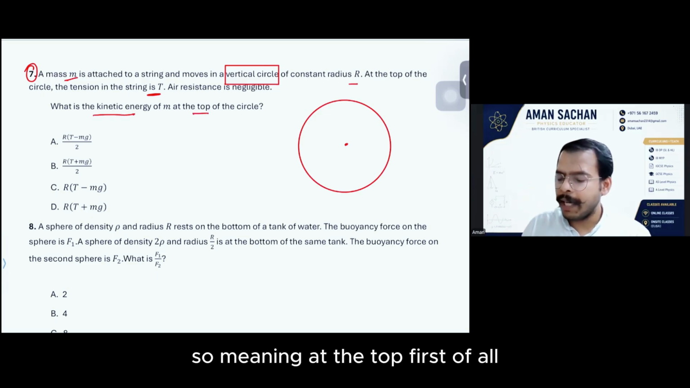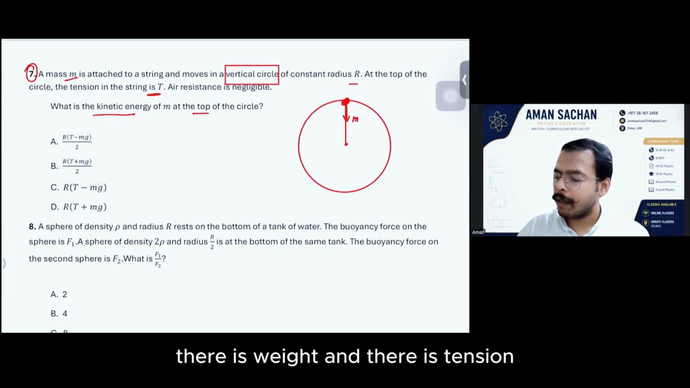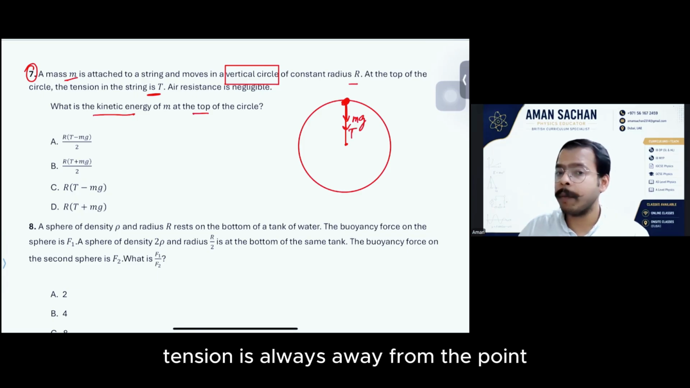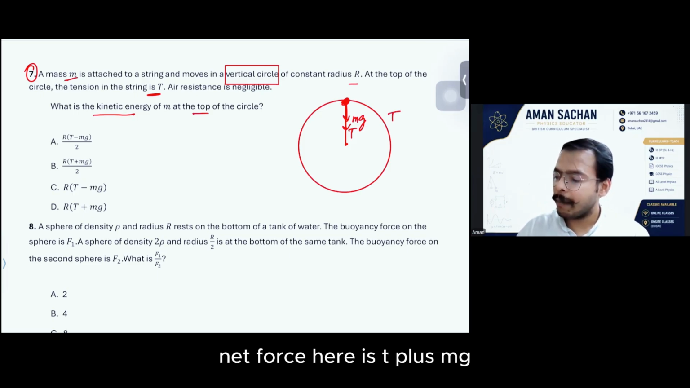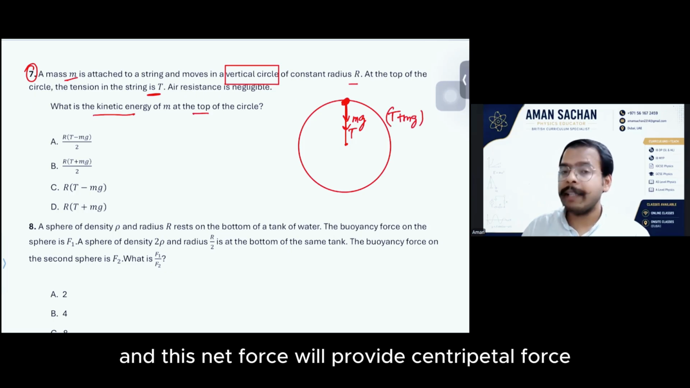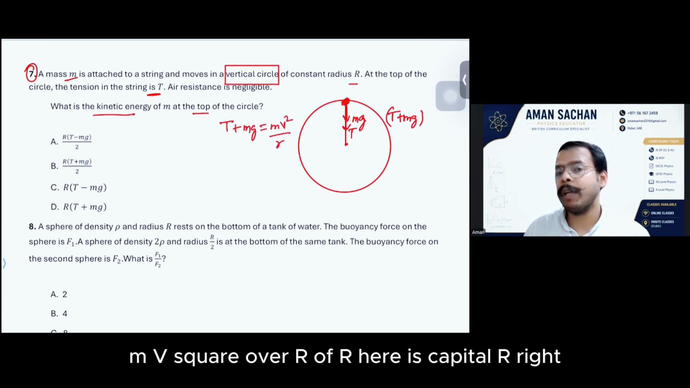So at the top, again free body diagram. There is weight and there is tension. Tension is always away from the point, correct? So in the string, if you notice, the net force here is T plus mg. Yes or no? And this net force will provide centripetal force. So T plus mg equals centripetal force, mv square over r. R here is capital R, right? Let me write it.